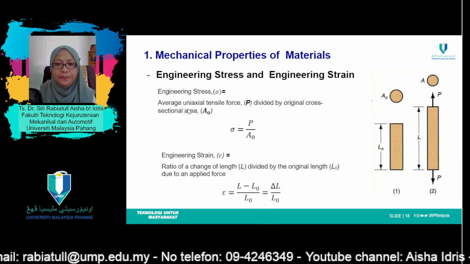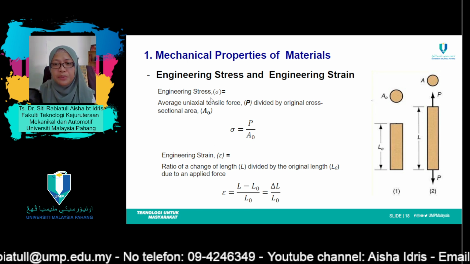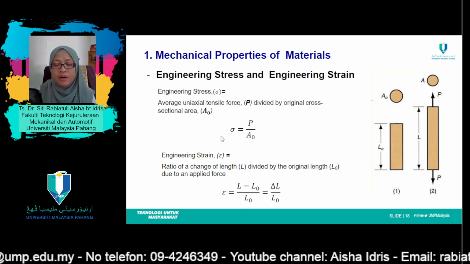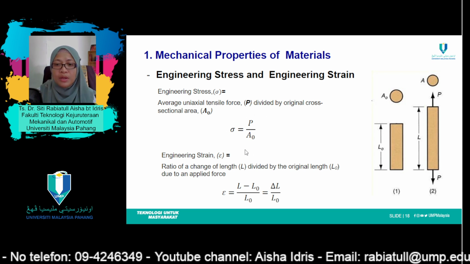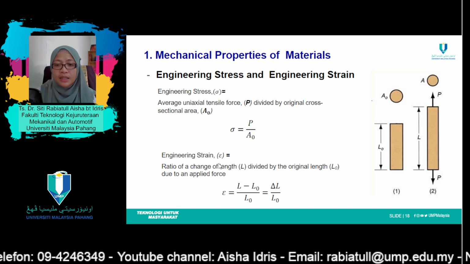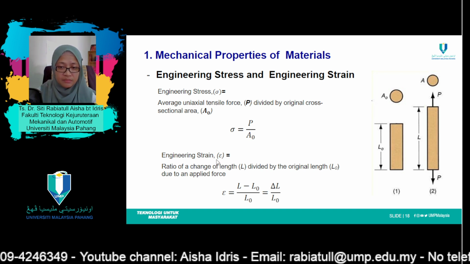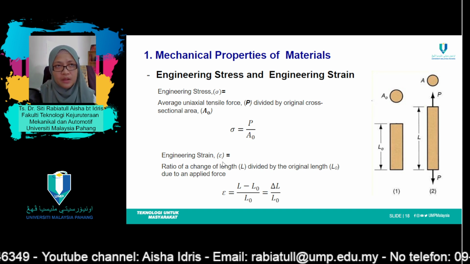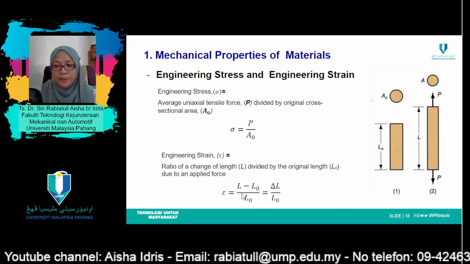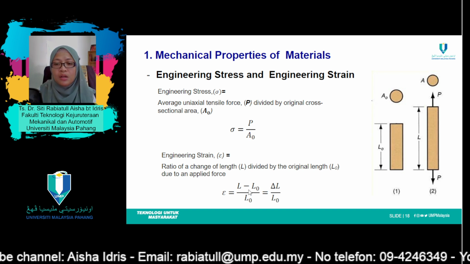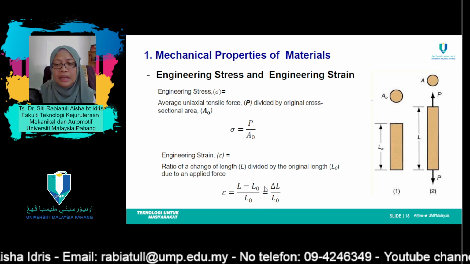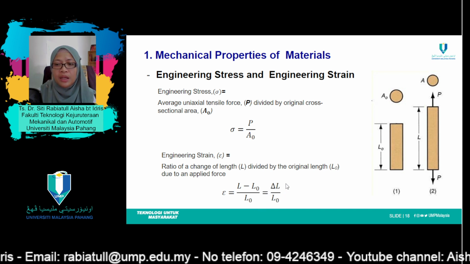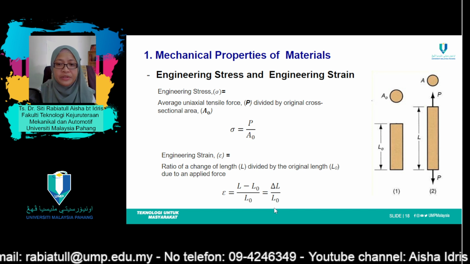So again, in engineering stress, there are tensile stress and shear stress, and the formula is P over A. Other than that, the engineering strain, which is known as epsilon, equals L minus L naught divided by L naught, or the difference in length divided by its original length.